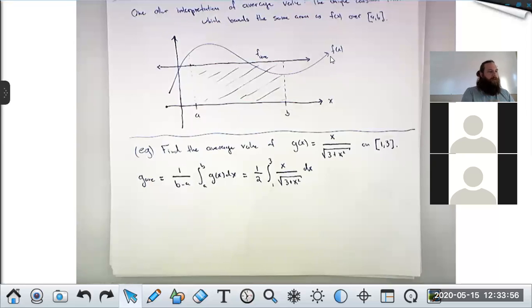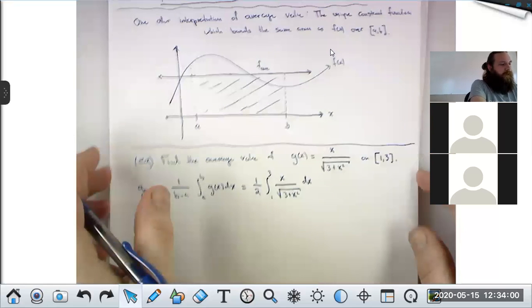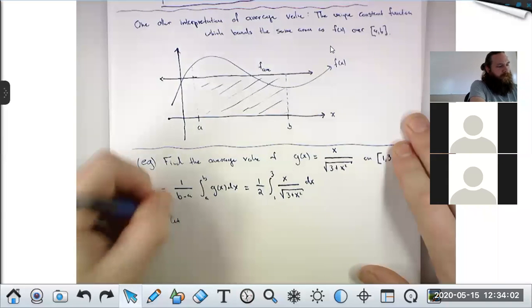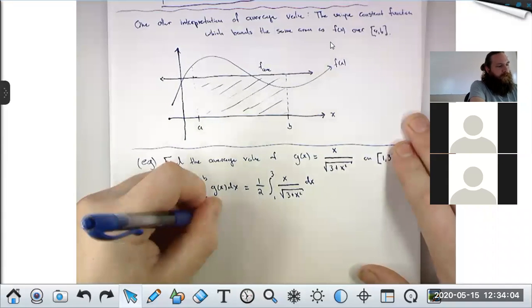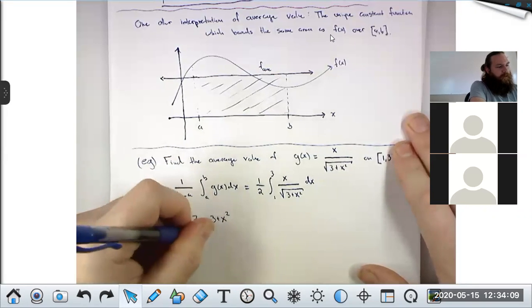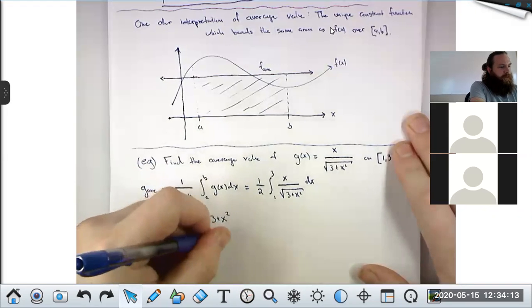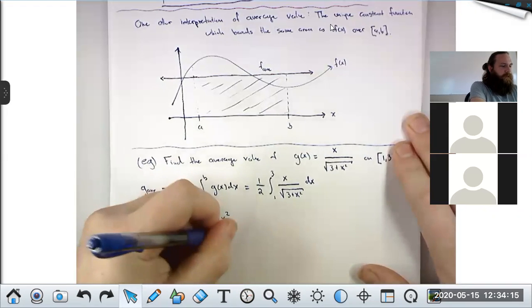So let's do it. We're going to do this by letting, and I may need some more space here, that's okay. So I'll let z be 3 plus x squared. Then dz, I differentiate here, 3 differentiates to 0, x squared differentiates to 2x. So dz is 2x dx.